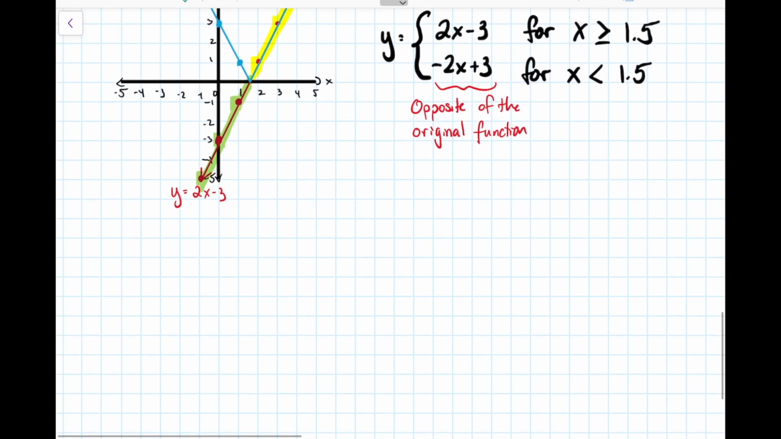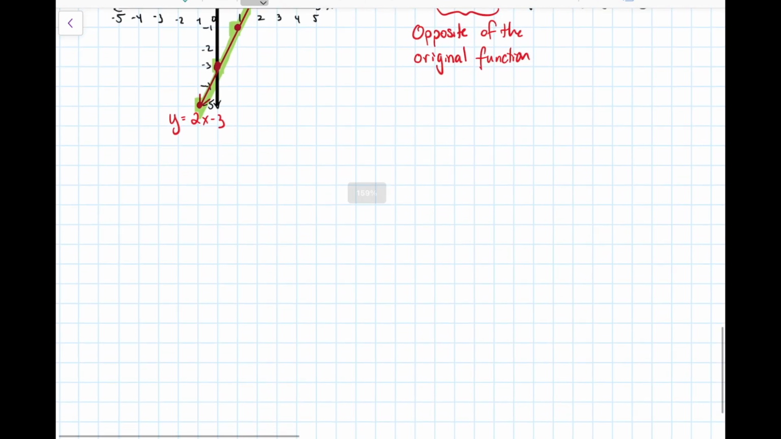All right, so I'm going to give you one of these to do on your own, and then we're going to try it out with parabolas afterwards and see how that changes things.